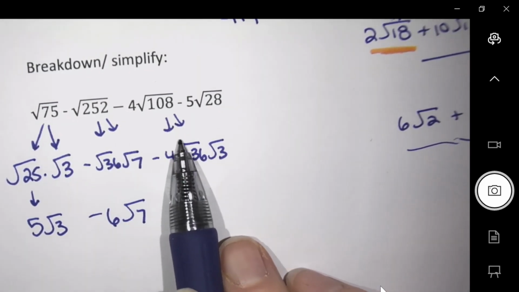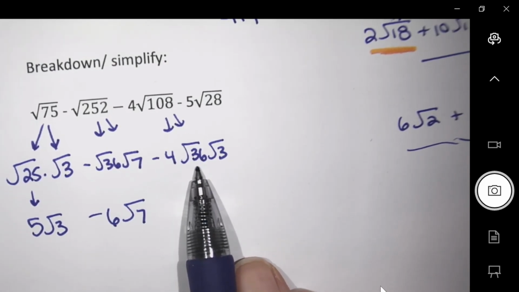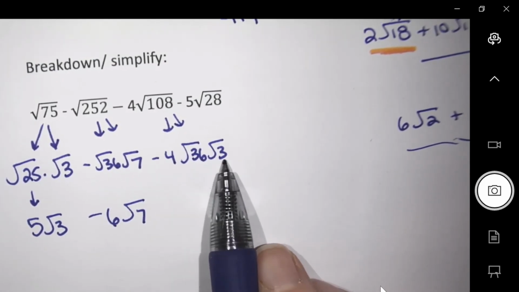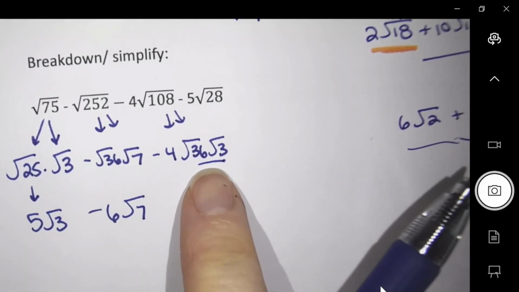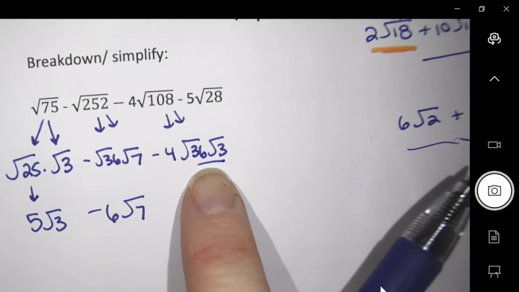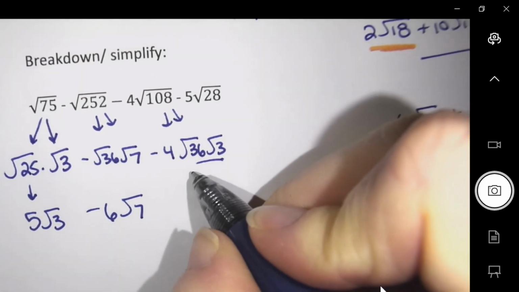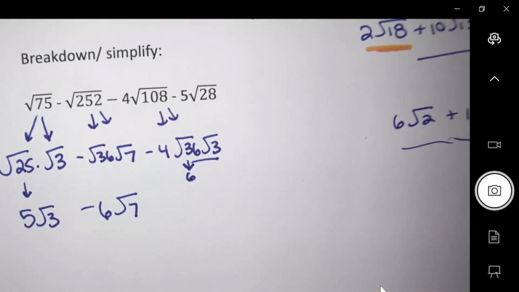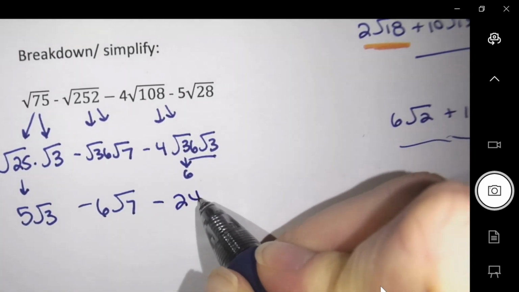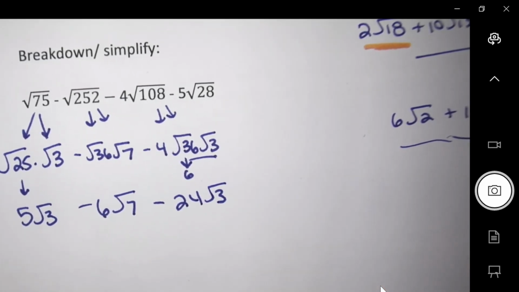Because 108 is the same thing as writing 36 times 3. So now I just separated them. They're still in the radicals right now. This is still root 108 at this point. Okay, I'm going to change root 36 would be a whole number 6. So that's good, minus 24. Yeah. See where I'm getting that from?